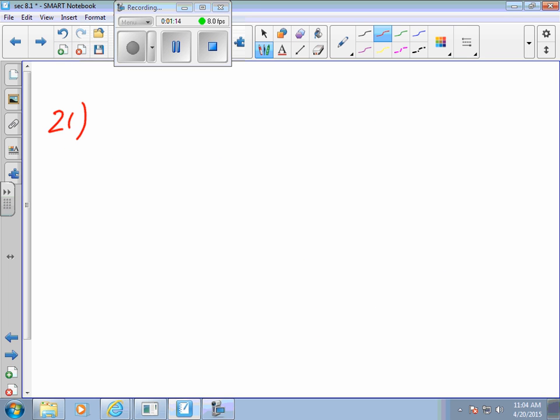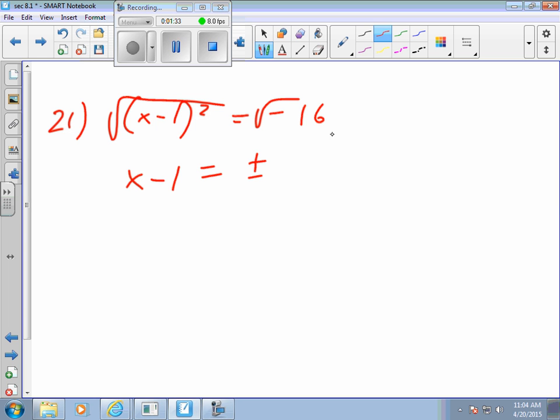Let's do 21. It says x minus 1 squared equals negative 16. Because there's parentheses and the square is on everything on this side, it's by itself, so then we would square root. And square root and squared are opposite operations, giving me x minus 1 equals plus or minus. Now, the square root of 16 is 4. The square root of the negative 1 gives me the i. And then my last step is to add 1 to both sides. So I get 1 plus or minus 4i.